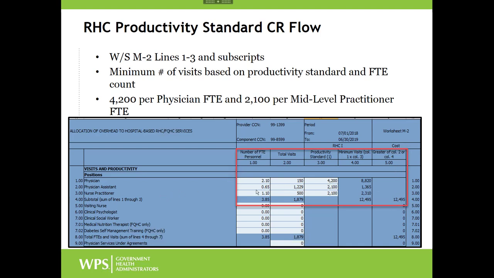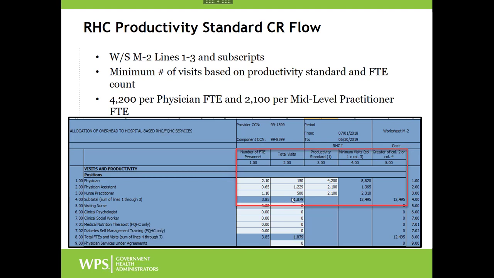So with the physician assistant, there were 0.65 FTE. Total visits of 1,229. There was an expected minimum visit count of 1,365. So they were just slightly under the required visit count. And the nurse practitioner, they had 500 visits. They were expected to have 2,310 visits that year. So again, all 3 of these lines in this example were below the minimum visit count.